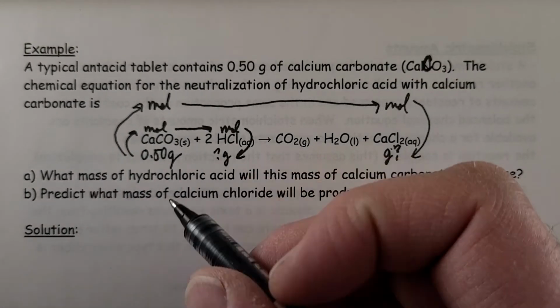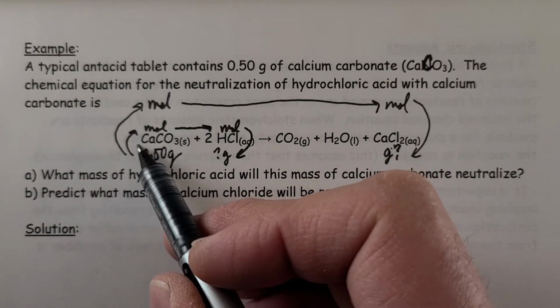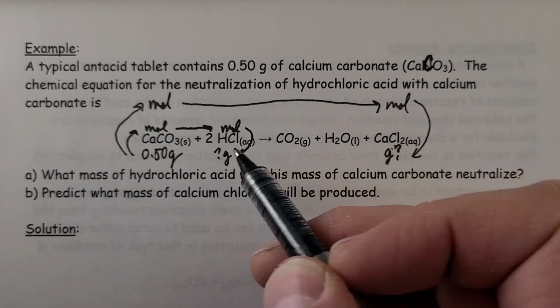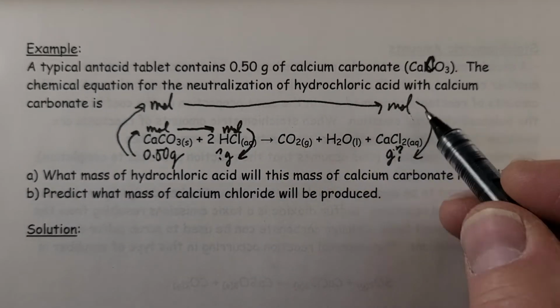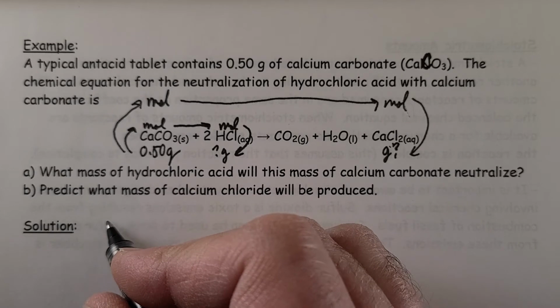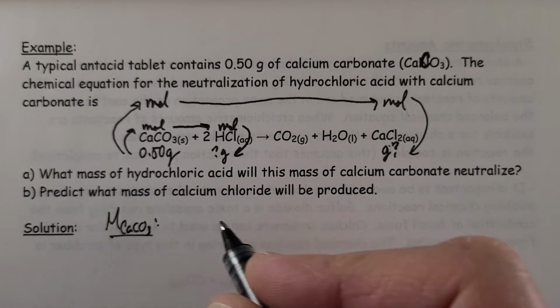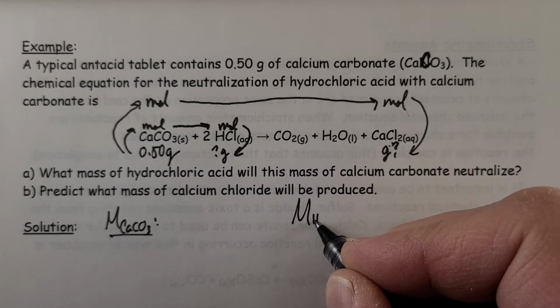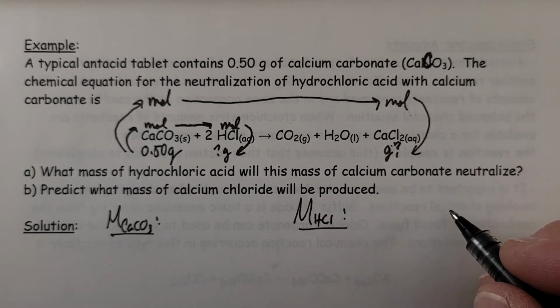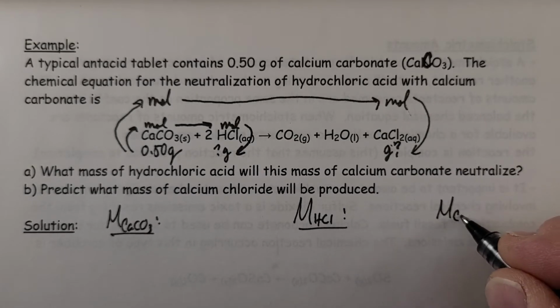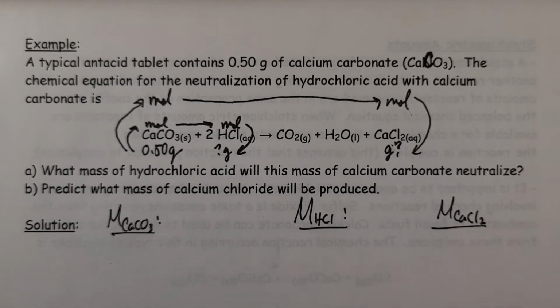So before we do that, grams to moles, we're going to have to figure out the molar mass of this. Grams to mole, we're going to have to figure out the molar mass of this. And grams to mole, we're going to have to figure out the molar mass of that. So maybe we'll do that first. The molar mass of calcium carbonate and the molar mass of HCl, because we're going to have to do that. And lastly, that's part B, we're going to have to know the molar mass of calcium chloride.